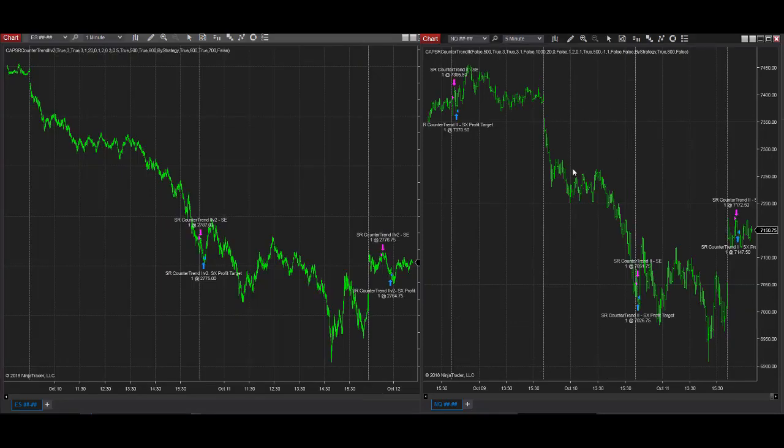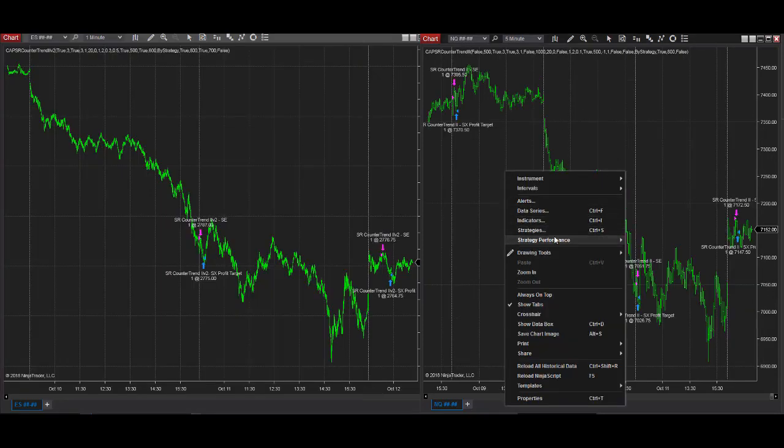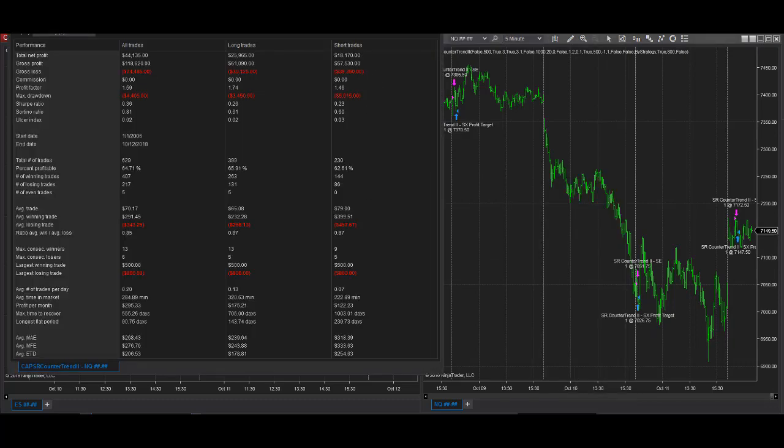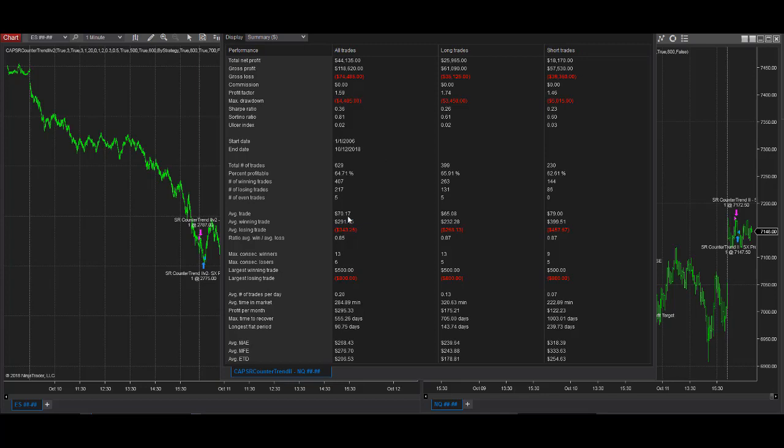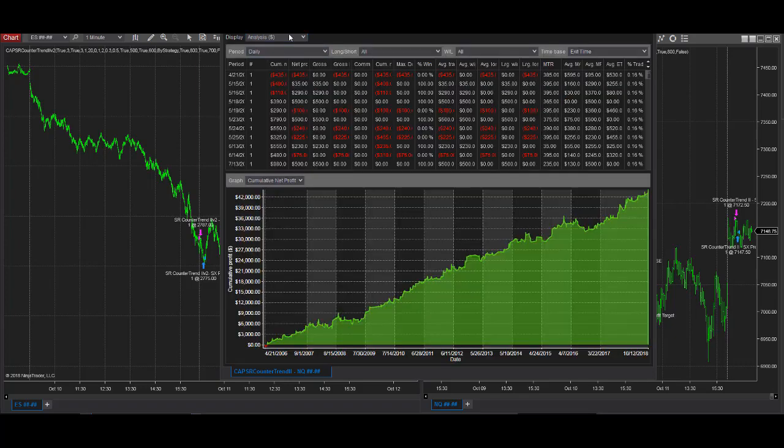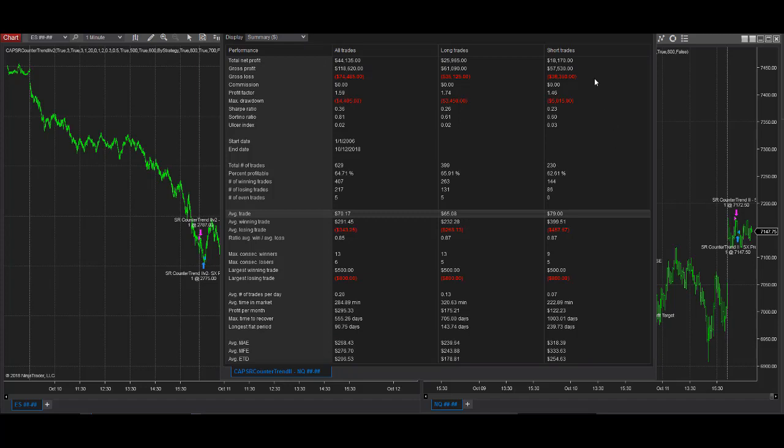Here are the results in NQ using the same parameters on SR CounterTrend II 5 minute. Let's look at the historical report, and you see the results here. 44, 135, $70 average trade profit, and here is the equity curve. And so what's interesting on the summary is that you have higher net profit on the short trades, and so nice short trade too.